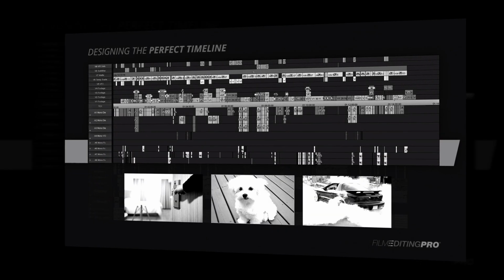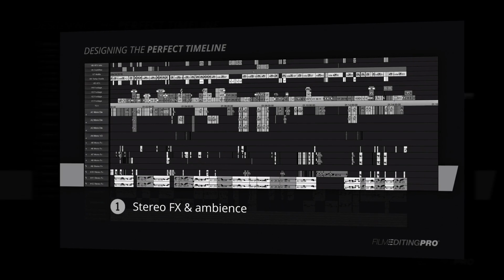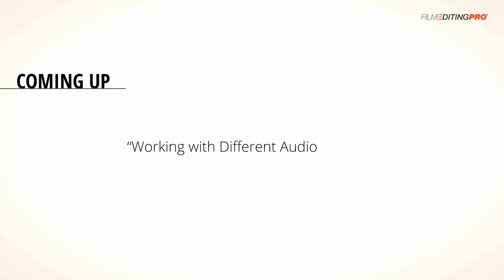Alright, so that pretty much wraps up our timeline module. Now that we've got a good plan for organizing and working with our tracks and media, it's time to go a bit deeper into the editing process. Coming up in the next module, we'll be jumping into the world of dialogue editing, beginning with some rules for working with different audio sources. Alright, I'll see you in a bit.